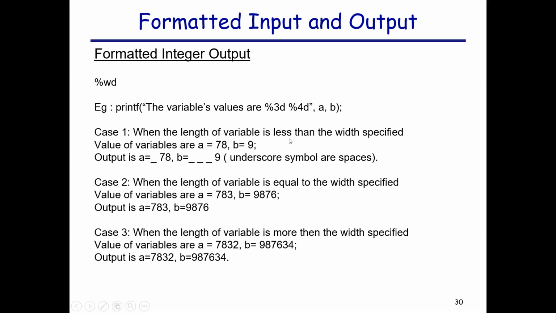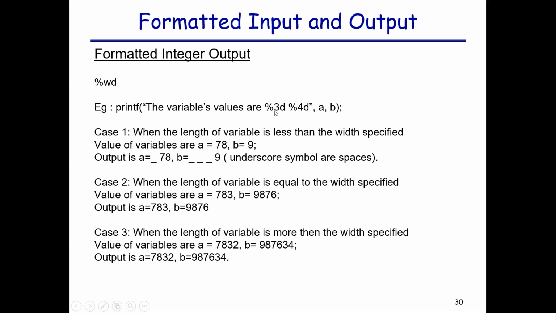When the length of a variable is less than the specified width, suppose A equals 78 and B equals 9, and the width is %3d, %4d. In this case the output is A equals, space, 78, where the underscore symbols are spaces, and B equals, space, 9. If you count the total, here it is 1, 2, 3, 4, and here 1, 2, 3.